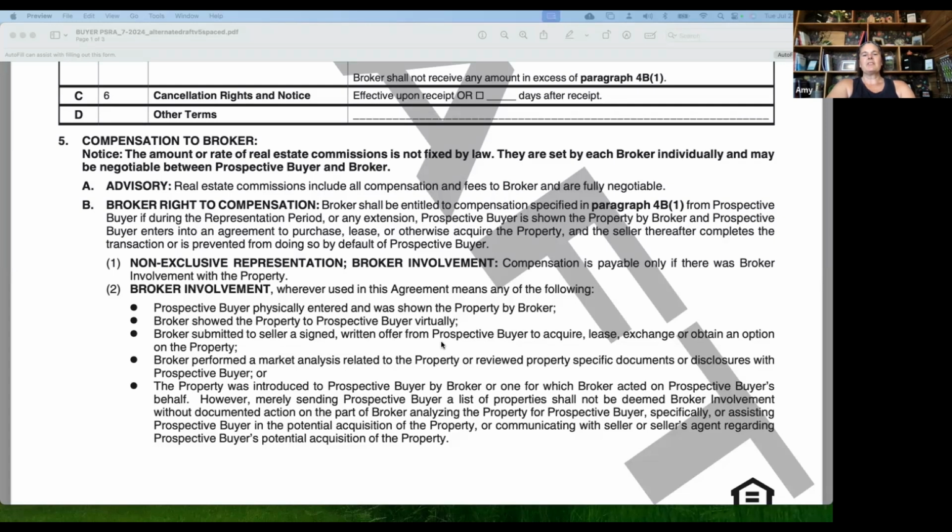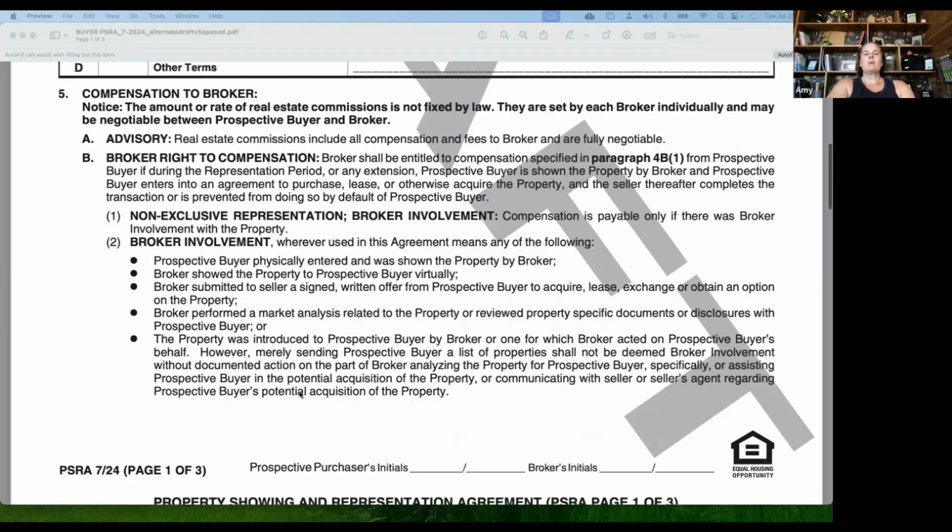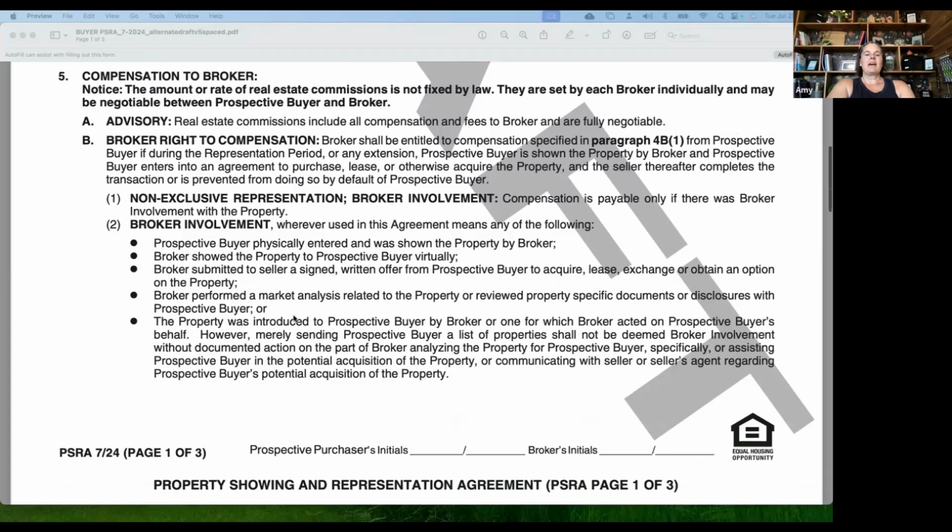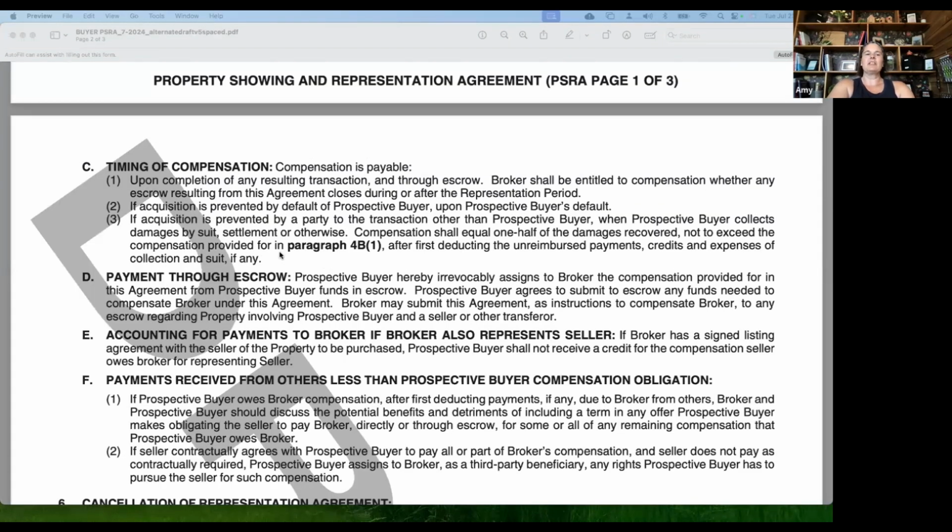Broker right to compensation. Broker shall be entitled to compensation. This you're going to see here is very similar to the BRBC. It outlines non-exclusive representation, broker involvement. What is broker involvement? We just covered that. I'm not going to read this in its entirety. You can do so, but we covered that in the last class. Timing of compensation, just when are you due compensation?